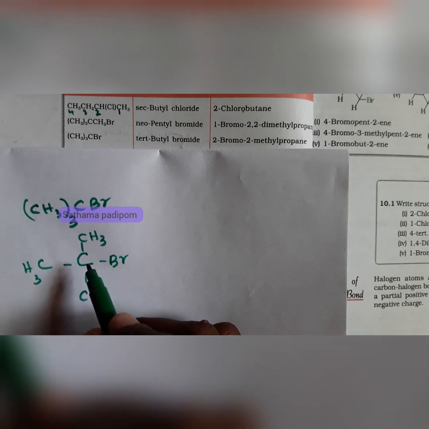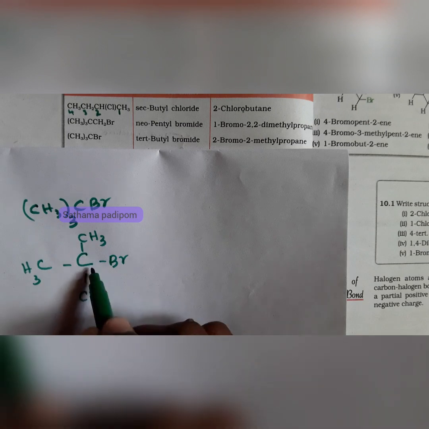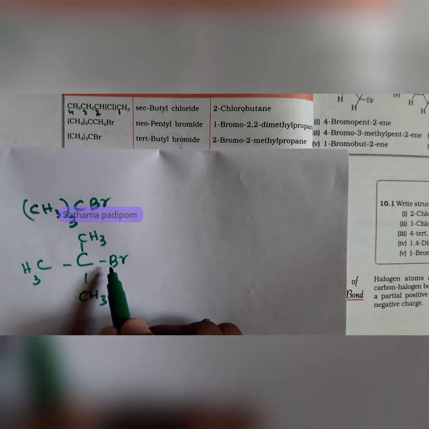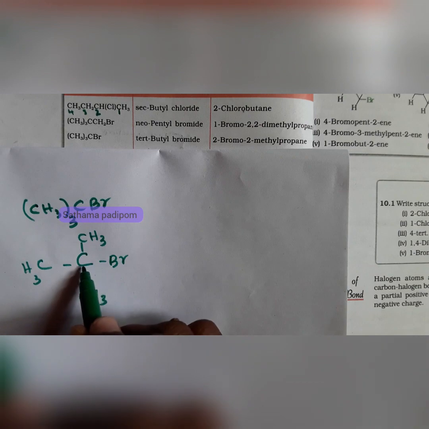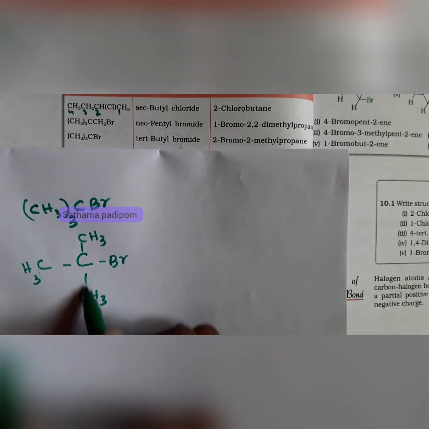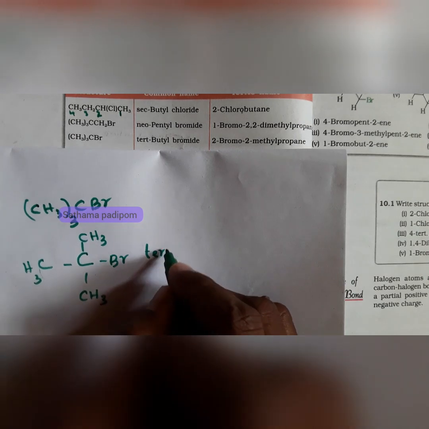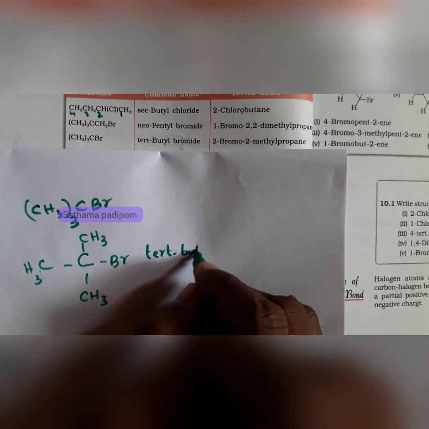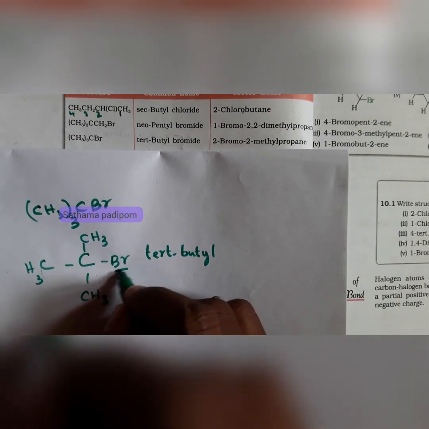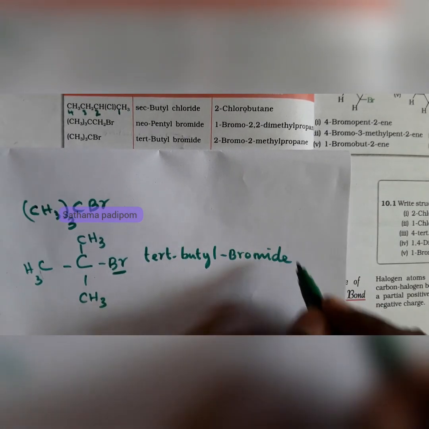So I told already that if a halogen group is attached with a CH2, you have to give the name primary. If it is a CH group, secondary. If it is the carbon atom, it's a tertiary. So now how will you give the name? Tertiary. Here how many carbon atoms are there? 4 carbon atoms. So common name tertiary butyl bromide. Tertiary butyl bromide. This is common name.